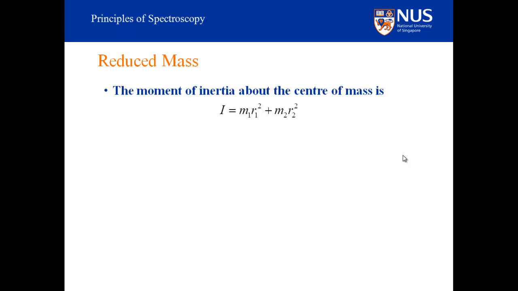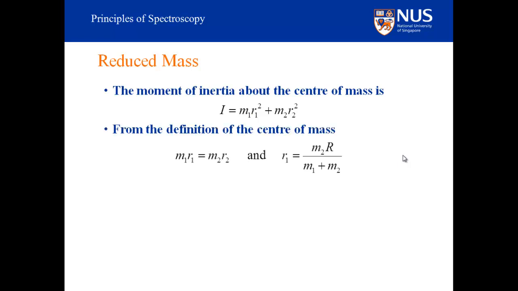The moment of inertia about the centre of mass depends on the rotational axis. Remember that the rotational axis is always through the centre of mass. We already knew the expression for moment of inertia, but now we also know that m1 times r1 is equal to m2 times r2. Noting that the bond length r is equal to r1 plus r2, and with a little bit of manipulation, I can write r1 purely in terms of the bond length. There is a similar expression for r2.